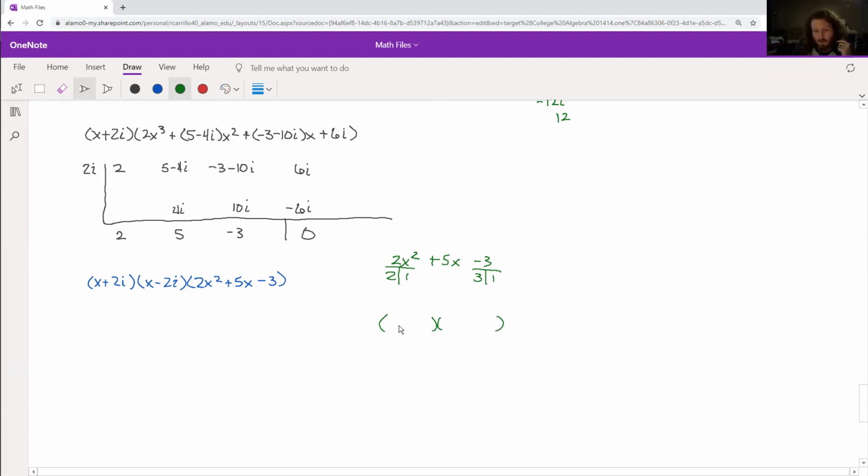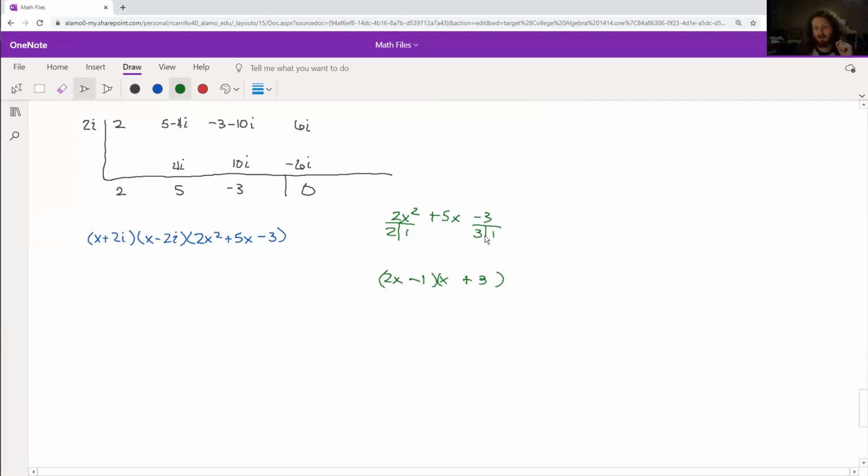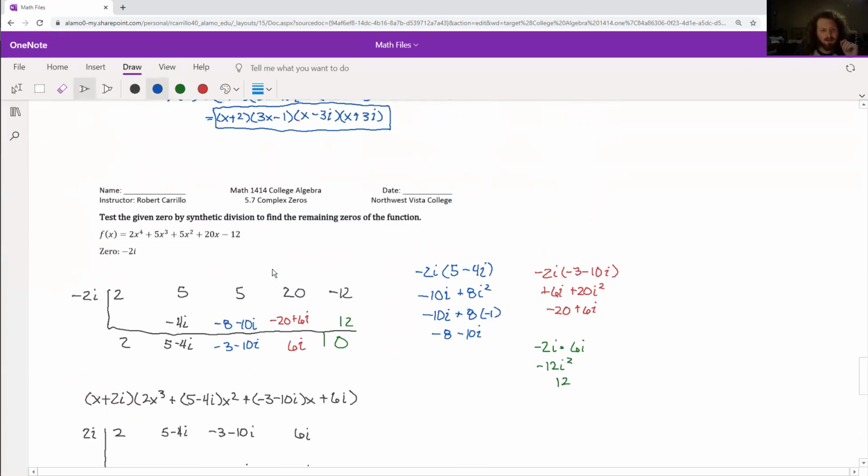So we have to take 2x and x because 2 is prime. Is there any combination we can put together to get negative 3 out of this and plus 5x? Yes, there is. We can do plus 3, minus 1, and that would give us 2x squared plus 6x minus x gives us 5x, and then we get negative 3 on the ends. There you go. This is the guess and check method, drawn out, if no one's ever seen that. Usually you'll have a longer list of factors you can guess and check through. So then this becomes equal to x plus 2i times x minus 2i times 2x minus 1 times x plus 3. Now that's totally factored.